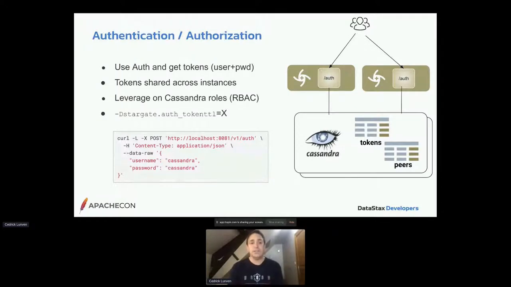To authenticate, quite easy, just invoke a POST to provide user and password. So here I put the defaults. And as an output, you get a token that each time you will send it as a header, and the header name is called X-Cassandra-Token. Quite simple, right? Each Stargate node is referenced as a peer in a dedicated table, and all the Stargate nodes, they can find each other like Cassandra nodes by looking at Stargate local and Stargate peers. Pretty familiar, right?